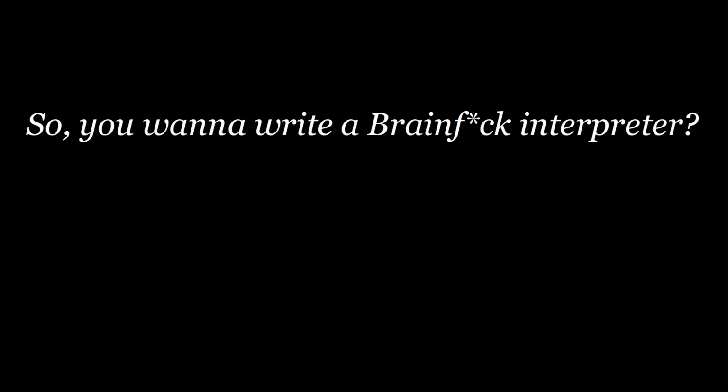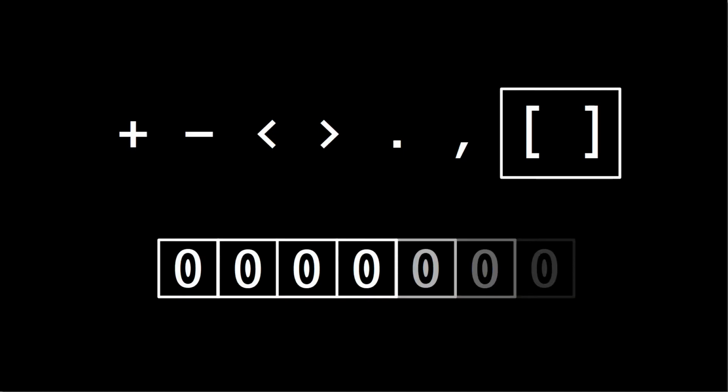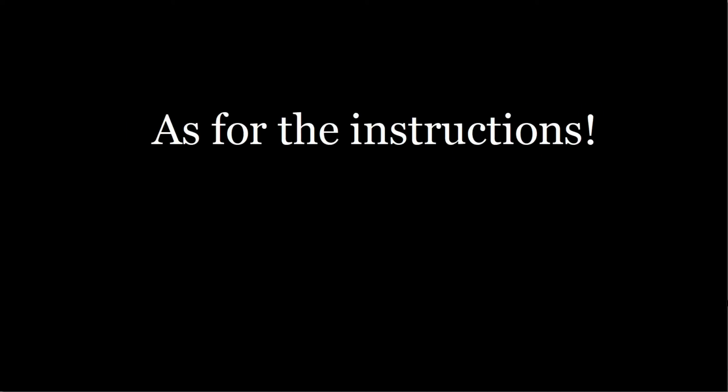Alright, so first let's go over Brainf itself. It's a language with 8 instructions, or 7 if you count the square brackets as 1. And it operates on a tape where you can only ever look at one cell at a time. As for the instructions, plus adds 1 to the current cell, minus subtracts 1 from the current cell, greater than moves the program to the next cell, less than moves the program to the previous cell, period prints out the value of the current cell as a character, comma takes a character from the user and stores it into the current cell as a number.